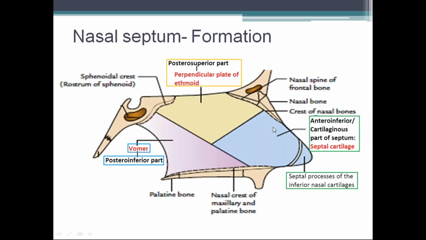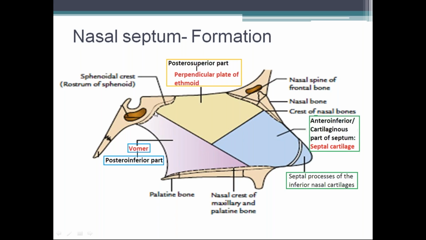Now we'll see the formation of the nasal septum. Okay, formation of the nasal septum. So the nasal septum is formed both by the bony part and the cartilaginous part. Okay, you divide the nasal septum like this. Draw a nasal septum like this, and divide this into three parts. Okay, the posterior superior part, antero-inferior part, and posterior-inferior part.